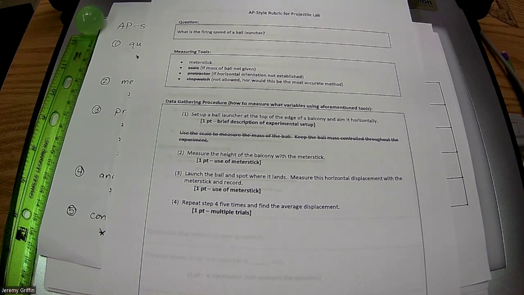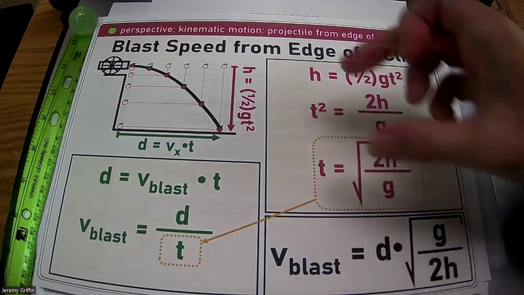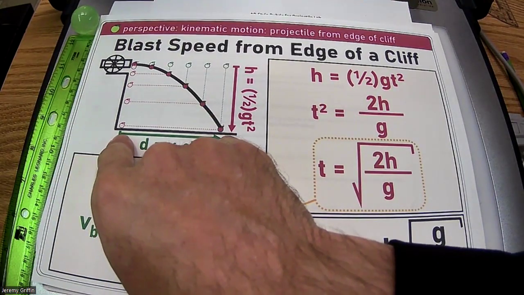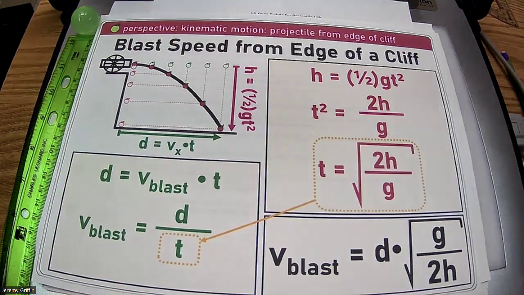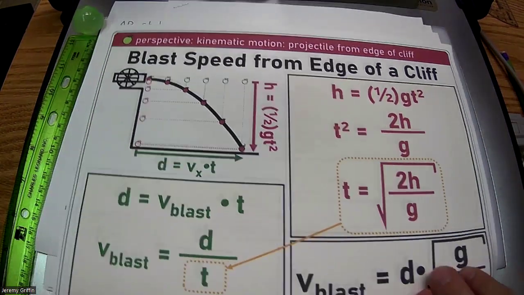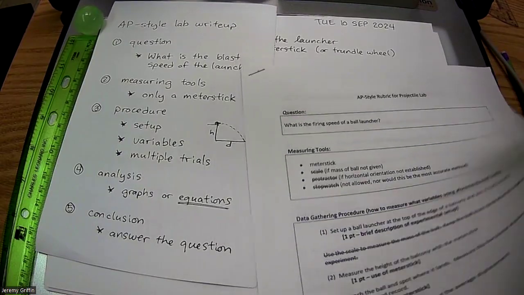All right, you guys good? Let's go. All right, remind you guys what this is looking like on the poster. Right. So you measured this drop height, you measured this horizontal displacement, and the setup is you just aim this horizontally from the top of the edge. So that's what we got so far. That's the entire procedure. All right, now analysis time.